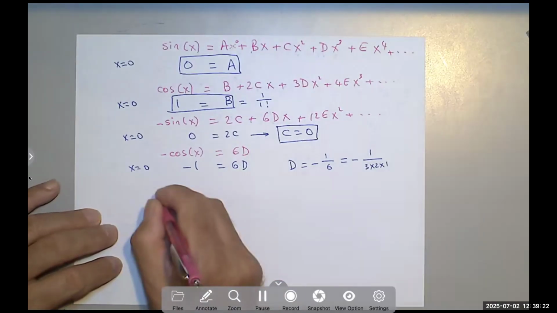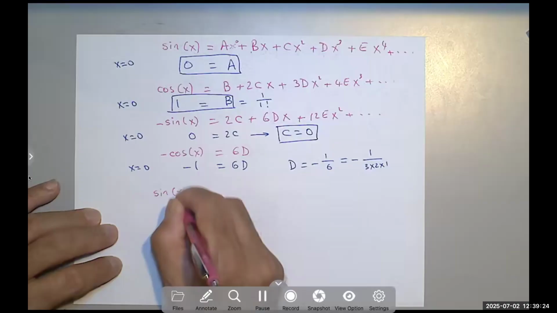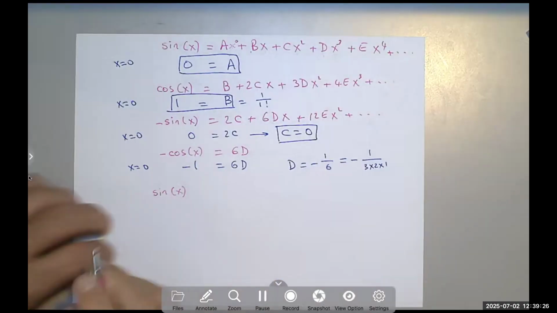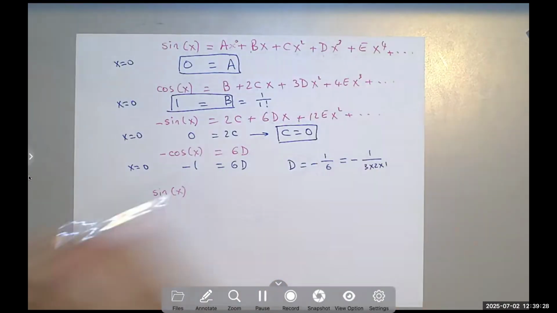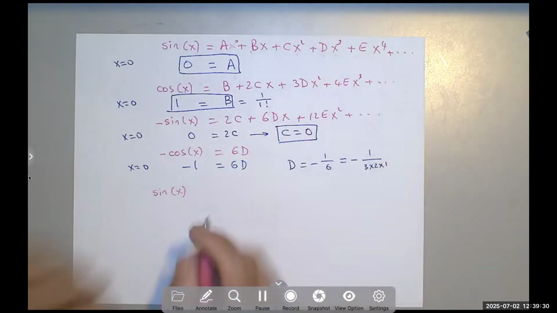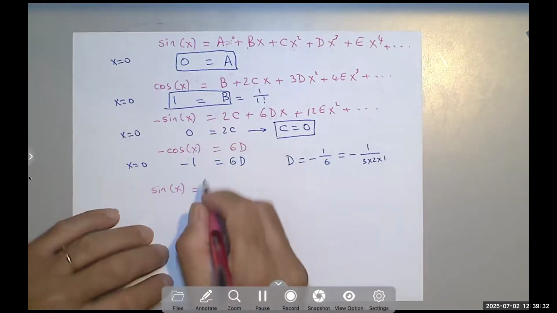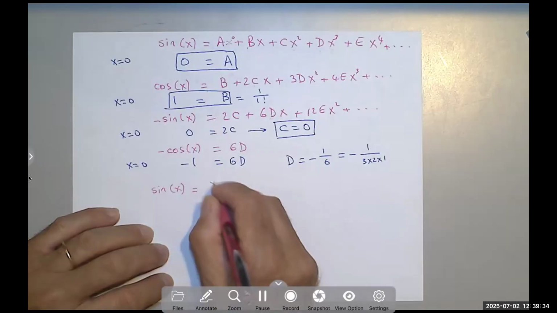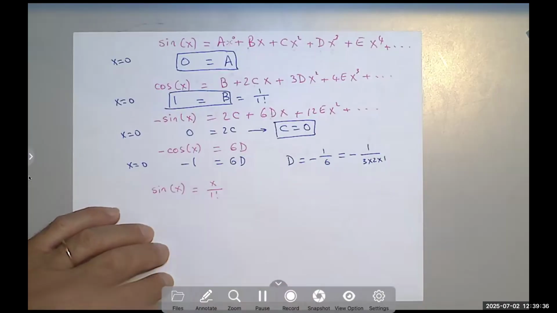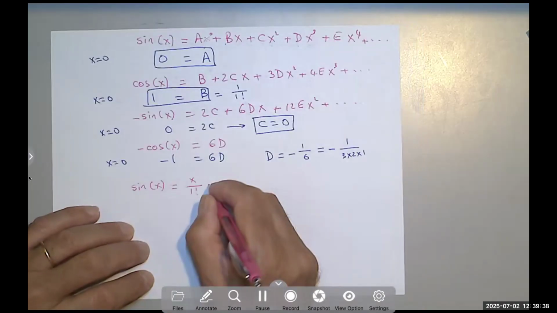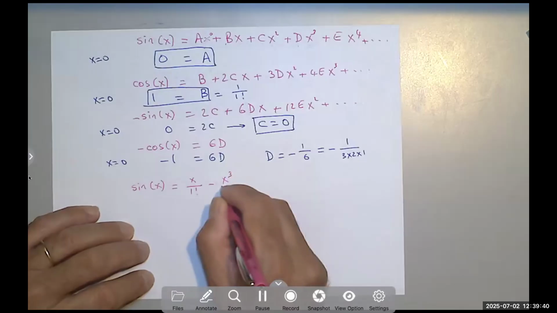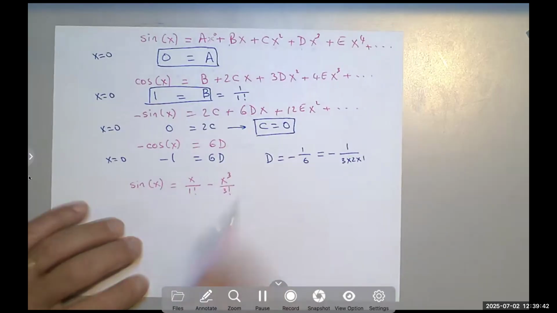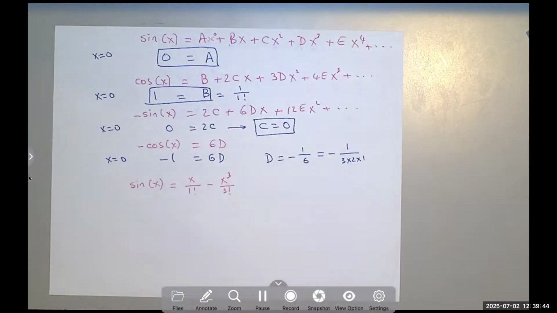Sine of x doesn't have any even powers of x, but it has x over 1 factorial minus x cubed over 3 factorial. Who can expect the next term? We are not going to waste your time. What do you think the next term would be?